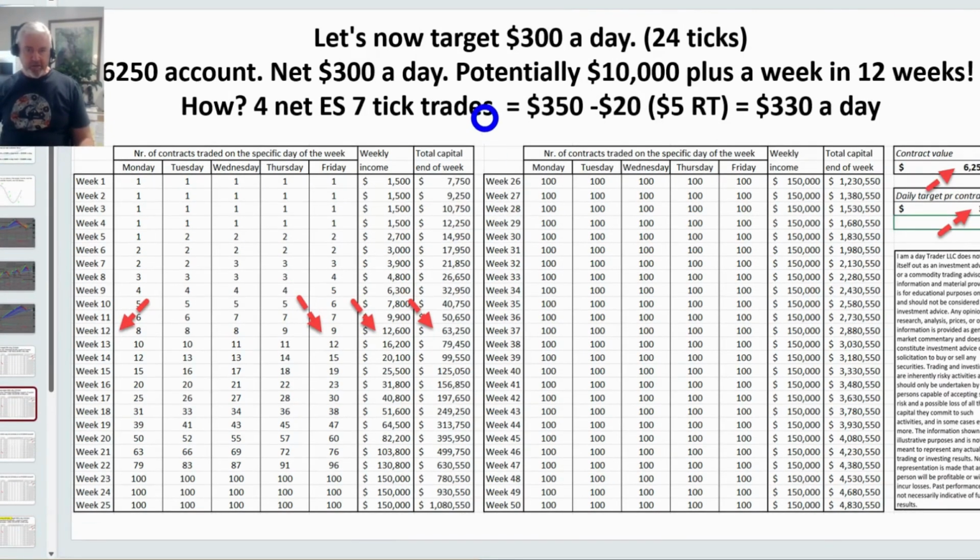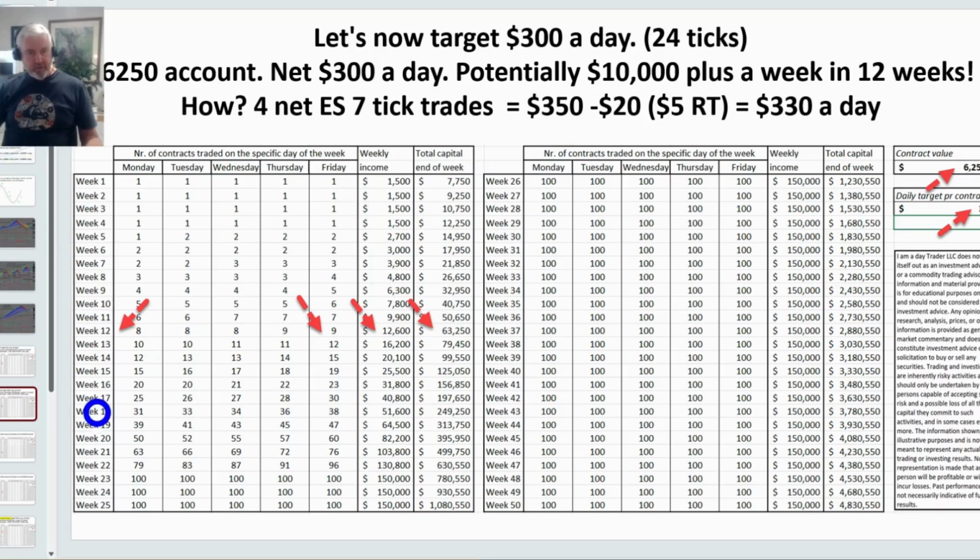Now what this means now is that going for $300 a day, that is, you now roll over, you put 6,250 in, you never risk any more than 2% of that, and you're earning your 300 a day. Look where you are in 12 weeks. There's your 12,000 a week income. That is the true potential.